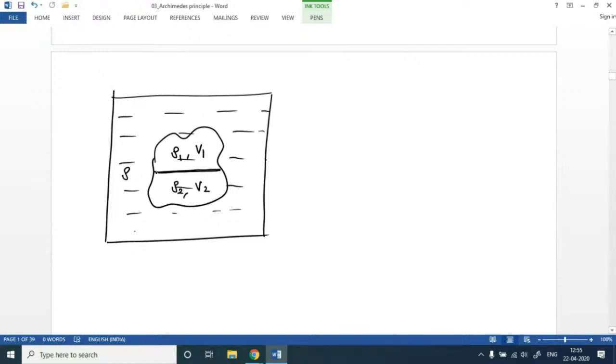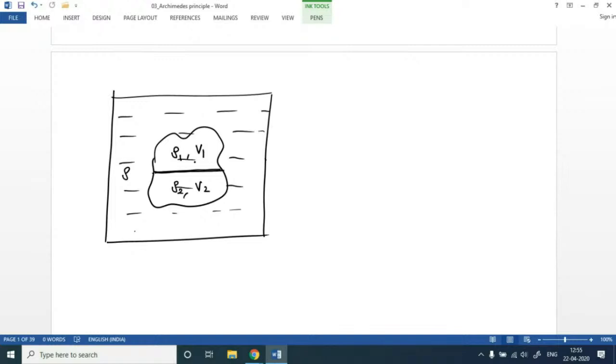Obviously they are glued to each other. The upper part of the solid and the lower part of the solid are made up of different materials and they have been glued together. If they are glued, that means there would be some gluing force.